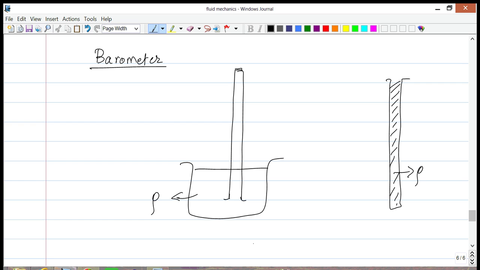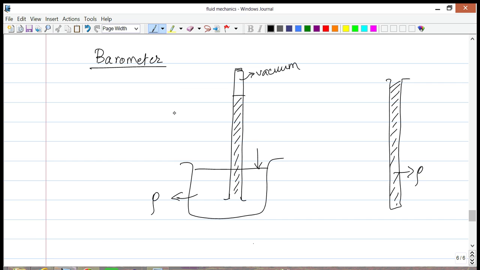Now what's going to happen when you do this is that some of the liquid in the tube is going to drain. I'm just going to redraw this again. Some amount of liquid is going to drain, and as a result there's going to be a little bit of vacuum at the top. Now we can do something really neat.